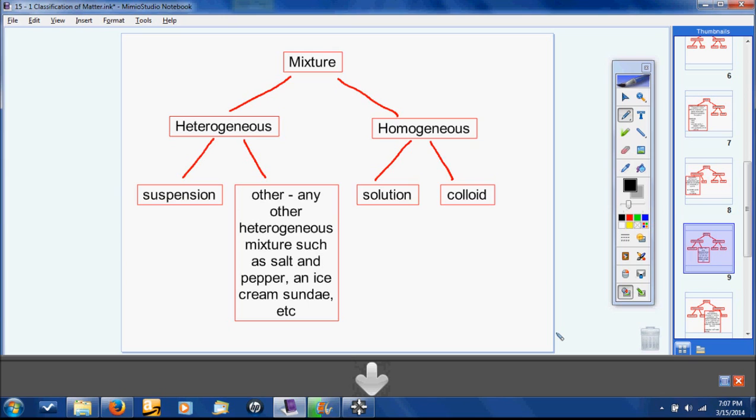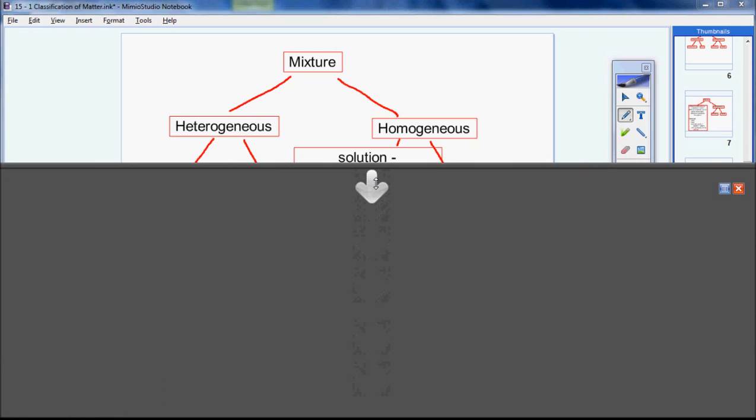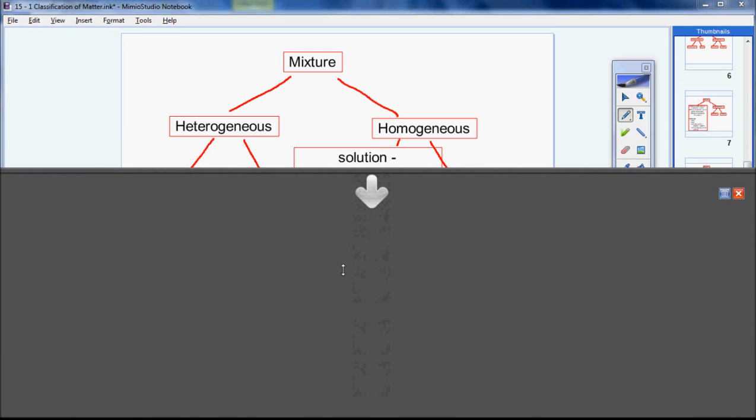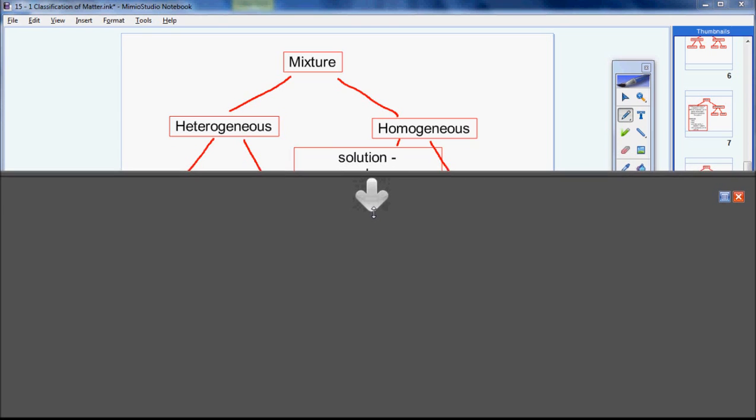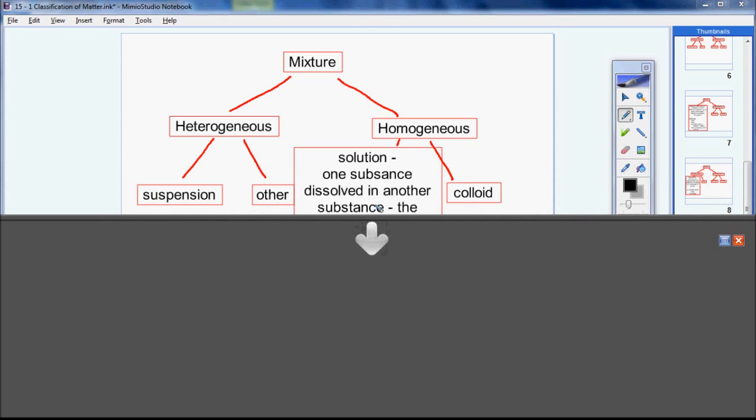So what we need to do is take a look at the homogeneous category. Some of you might say, wow, Sister Dottie, that sounds like homogenized milk. And yeah, it does. Because homogenized milk can be shaken up or made so that it is very, very well mixed. It doesn't happen to be under the solution category. We'll figure out in a minute what category that's under. It's the other one, it's the colloids. But solutions are the best mixed of the mixtures. When you have one substance actually dissolved in another substance.